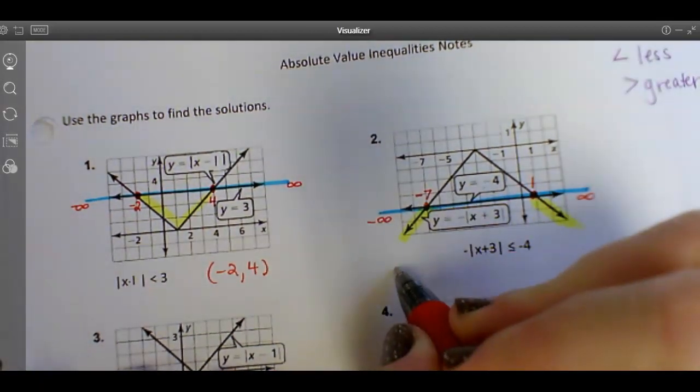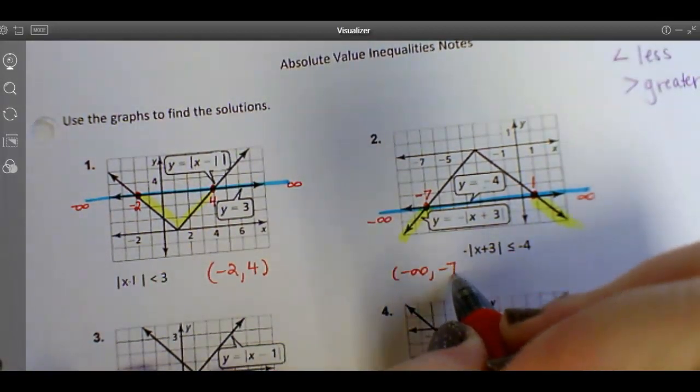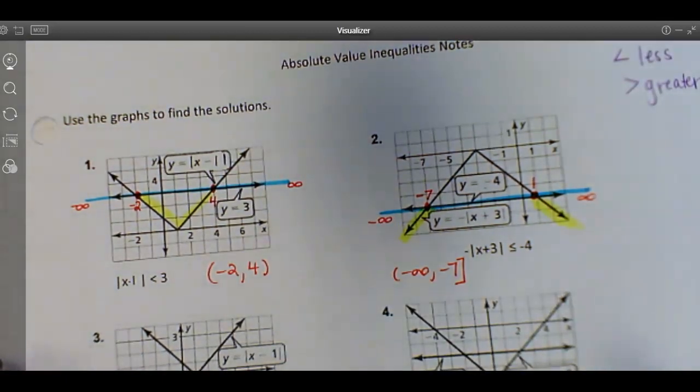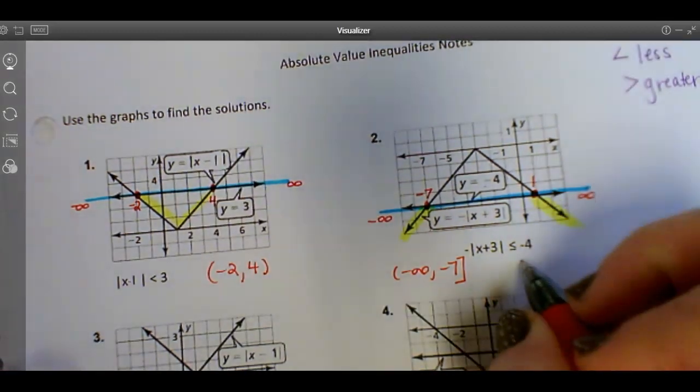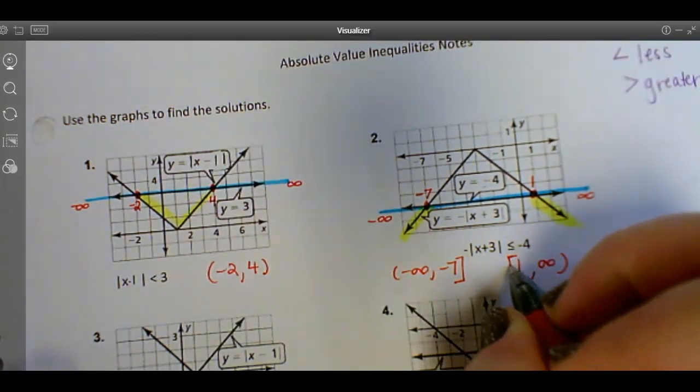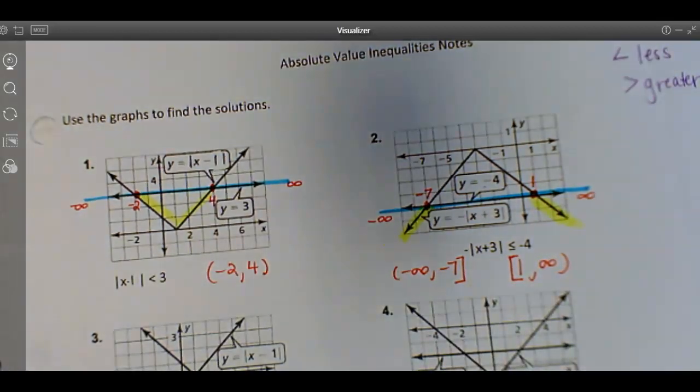Okay. So we get negative infinity, -7. That equals right there means I'm going to have a bracket. Okay. And then 1, infinity. Again, the equals means I'm going to have a bracket. You never have a bracket on infinity or negative infinity.